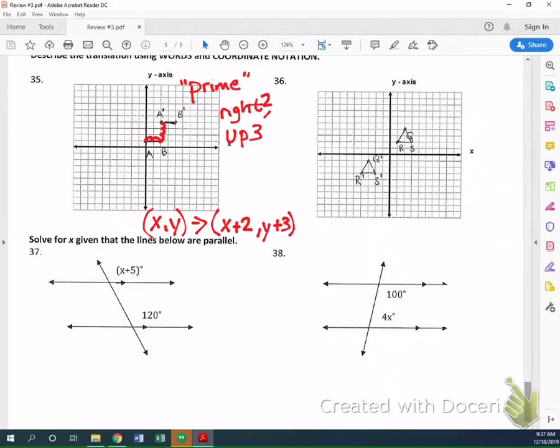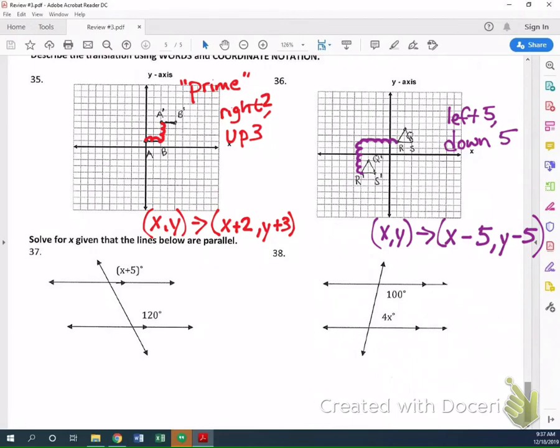All right, number 36, same idea. We start with the originals, just the regular, and we count over to the primes. So 1, 2, 3, 4, 5. So left 5. And then down 1, 2, 3, 4, 5. So if you are going left 5, that is subtracting from the x. If you are going down, that's subtracting from the y.